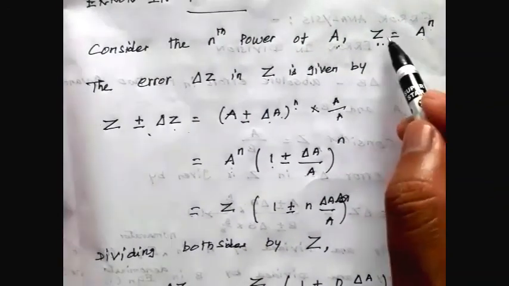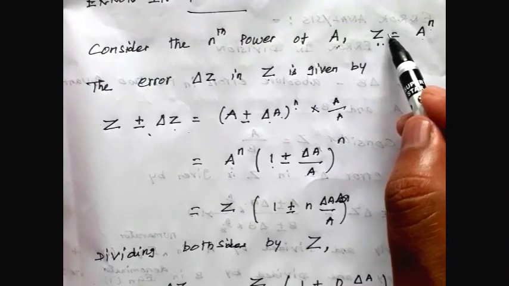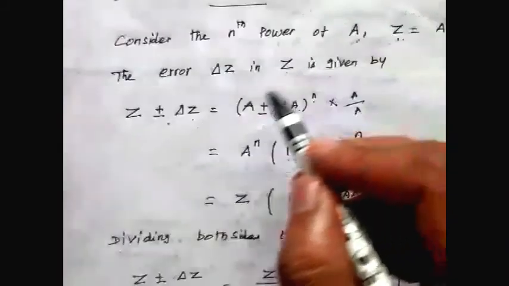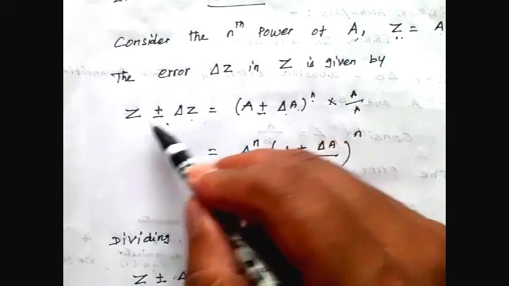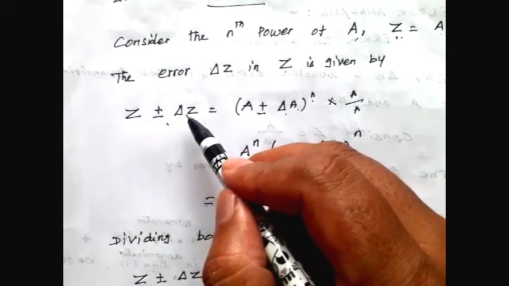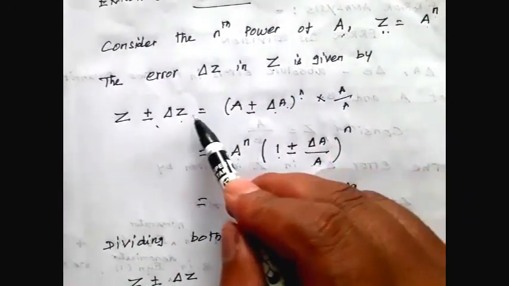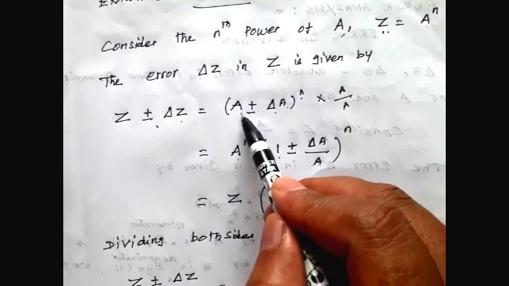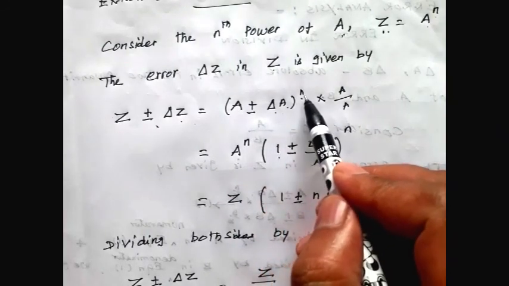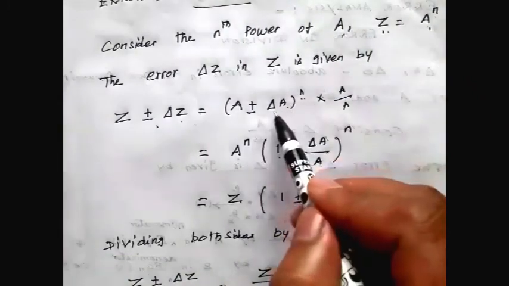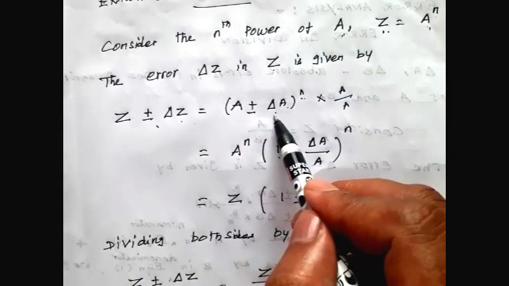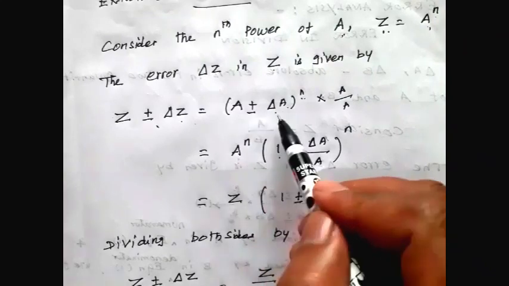Already you know Z is equal to A power n. When writing with error, I put plus or minus del Z. What is del Z? It's called the absolute error of Z. Already you know, students. We can rewrite this as (A plus or minus del A) whole power n, where del A is the absolute error of A.